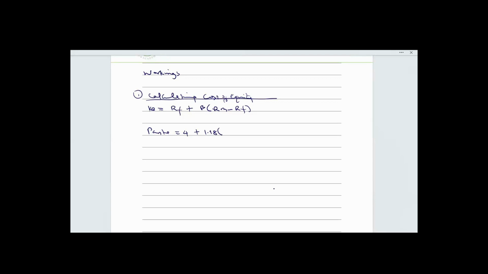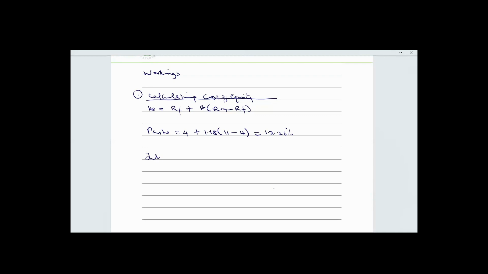Market return is 11% minus 4. So for Panto, cost of equity will be 7 multiplied by 1.18, then plus 4, equal 12.26. Here is 12.26% as the cost of equity.